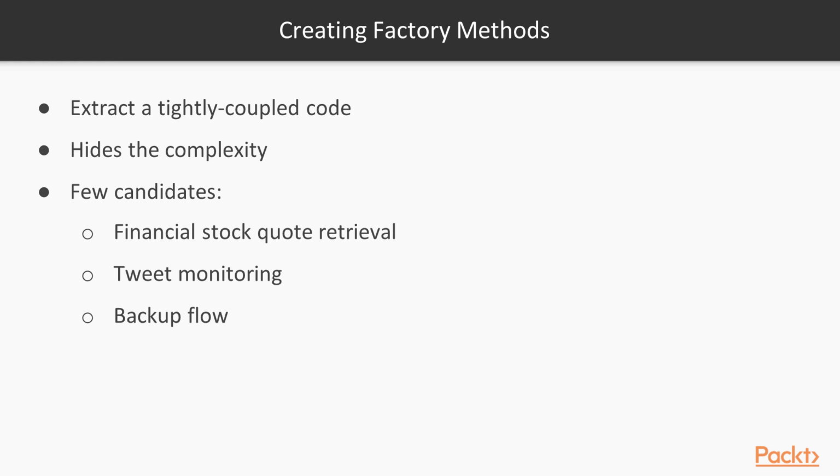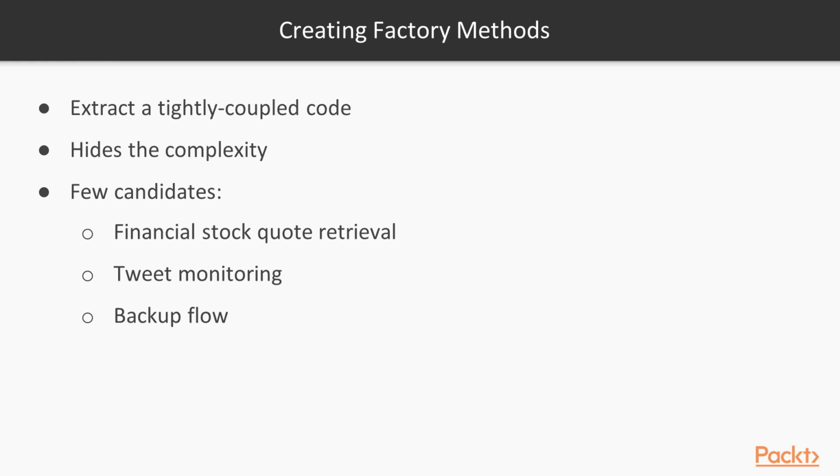However, there is a slight difference when we're creating a method to create something that can be used completely independently in multiple places, as opposed to a method that was just used to extract a tightly coupled piece of code. Such an approach is called a factory method pattern. It's basically a method that hides the complexity of object creation.